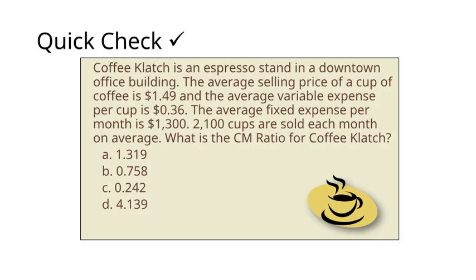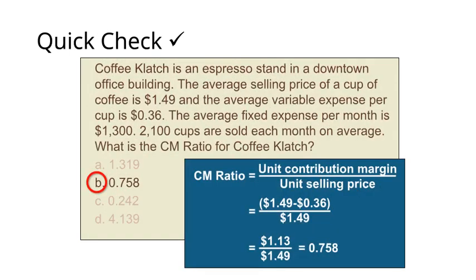Can you calculate the contribution margin ratio for Coffee Klatch? The calculation may take a minute or so to complete. How did you do? The CM ratio is 75.8%.